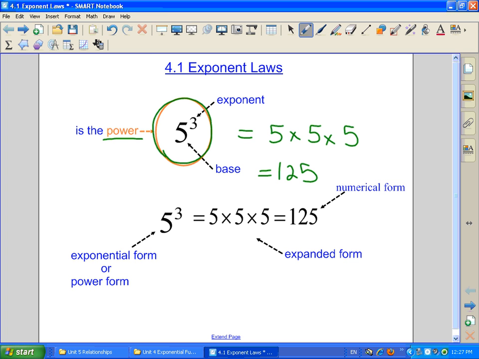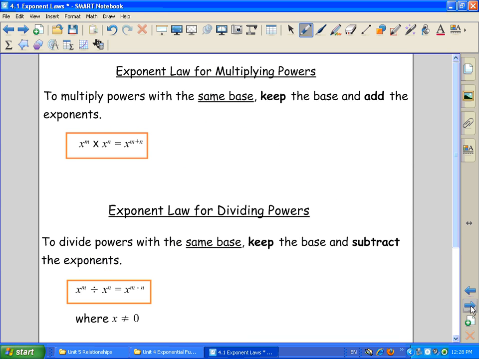All right, so taking a look here again, exponential or power form is where you see the base with the exponent. Expanded form is where the base is multiplied the number of times of the exponent. And numerical form is the answer itself. So that's a little background on your proper forms of exponential, numerical, and expanded forms. Now we'll go over some exponent laws that'll help us to evaluate or simplify our exponential equations or expressions.